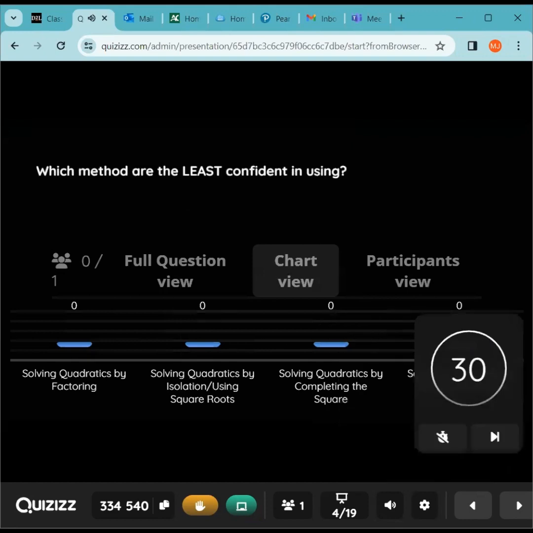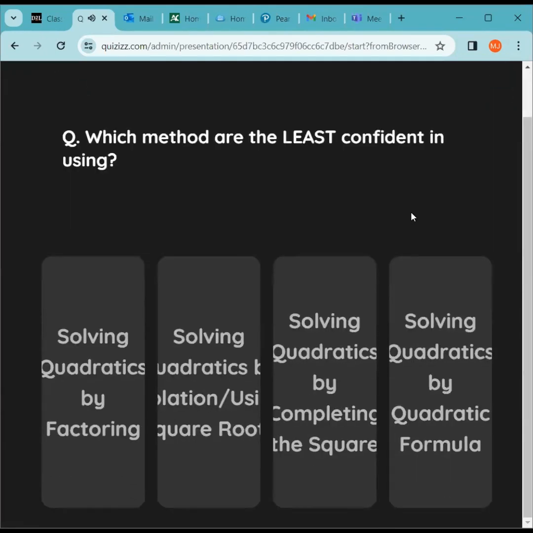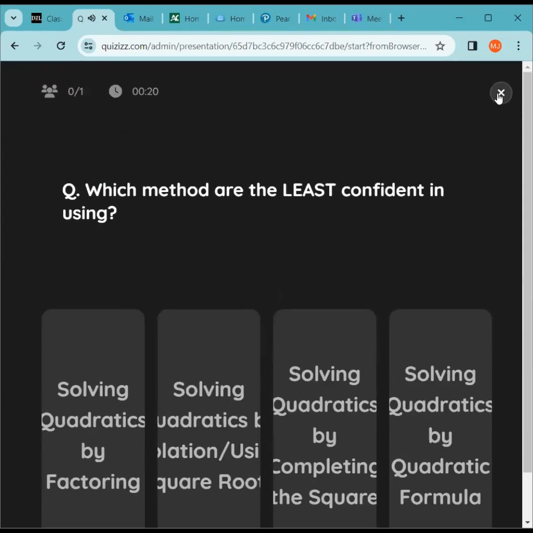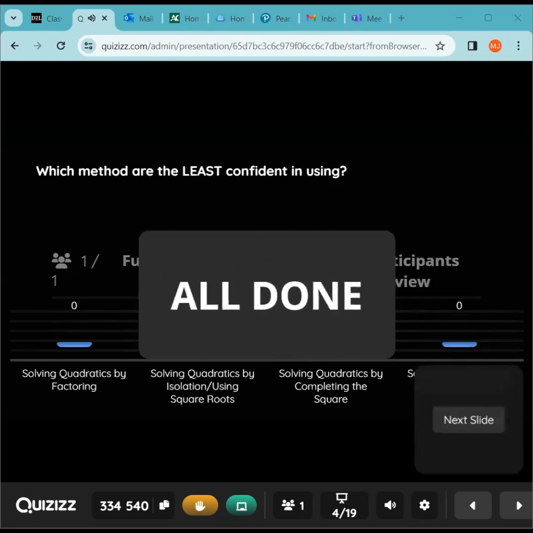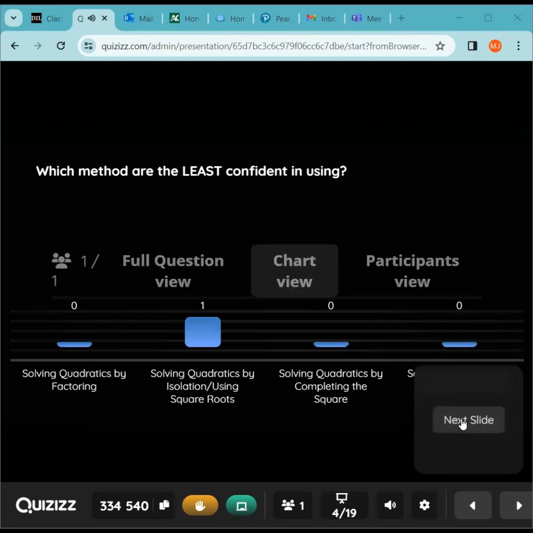Which method are you least confident in using? Solving quadratics by factoring, by isolation using square roots, by completing the square, or by quadratic formula. Solving quadratics by isolation using square roots. Excellent.